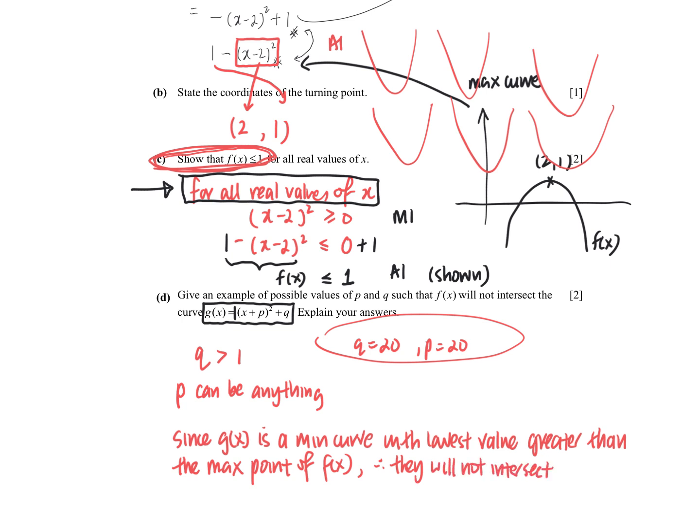So the idea is the highest y value is smaller than the lowest y value here. So it will never meet. Whatever value you choose, it must be greater than 1 so that it lies above it. Some of you chose your Q to be 1, which is fine, but you need to make sure that you can only choose your x value anywhere here so that it doesn't meet. You just need to be very sure about it.